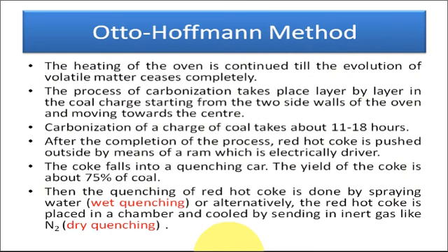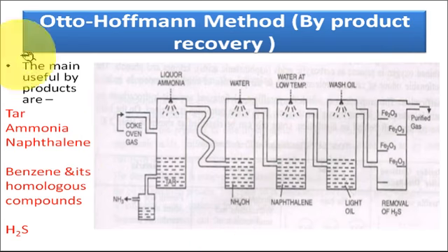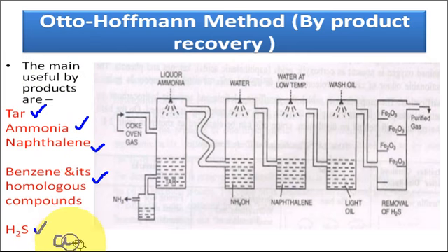Now in this coke oven gas, there are various useful byproducts like tar, ammonia, naphthalene, benzene and its homologous compounds, H2S, and the most important last product is the coal gas. So these are the various useful byproducts present in the coke oven gas, which must be separated from the coal gas so that we can obtain the coal gas as a gaseous fuel.